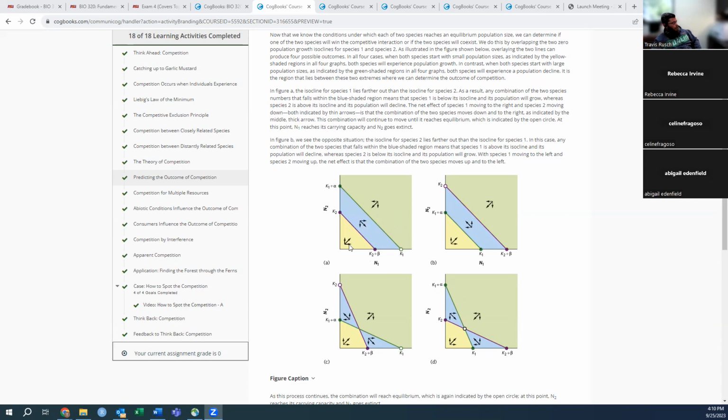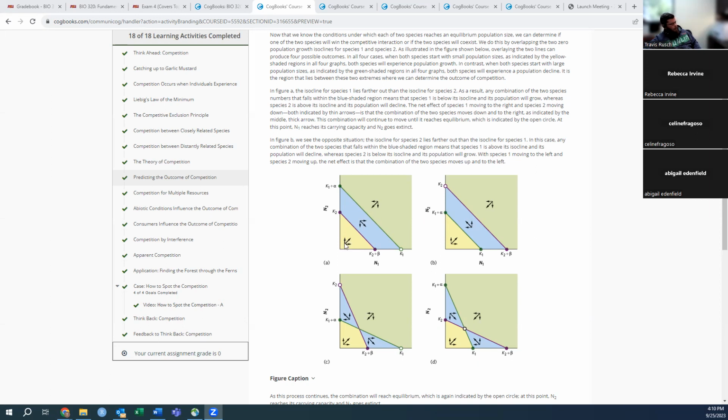And what we have here is three different areas: the yellow area, the blue area, and the green area. What happens in each of those areas is largely determined by the size of the population. So if we start down here in this lower left corner, we see that we're below population two's isocline and population one's isocline. So the side arrows show that population two will increase in number, and population one will also increase in number.